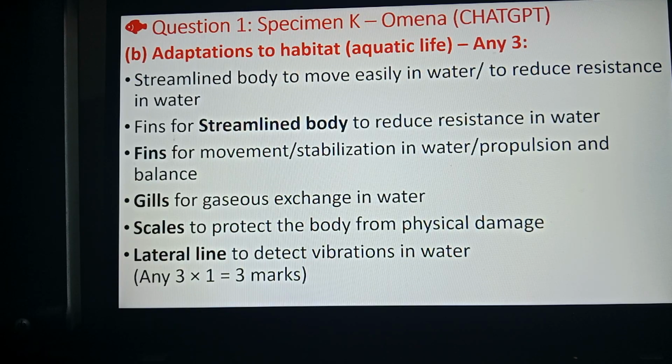For the ChatGPT adaptations to the habitat, it has a streamlined body to move easily in water or to reduce resistance in water. It has fins for movement, stabilization in water, propulsion and balance. Gills for gaseous exchange in water. Scales protect the body from physical damage. Lateral line to detect vibrations.